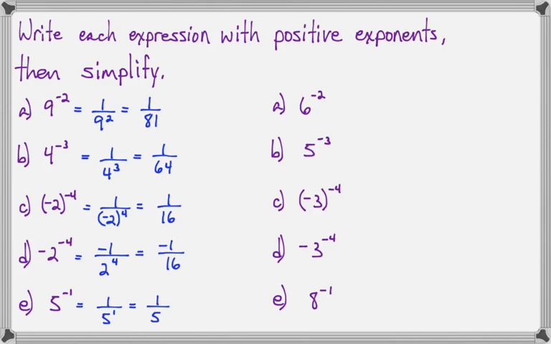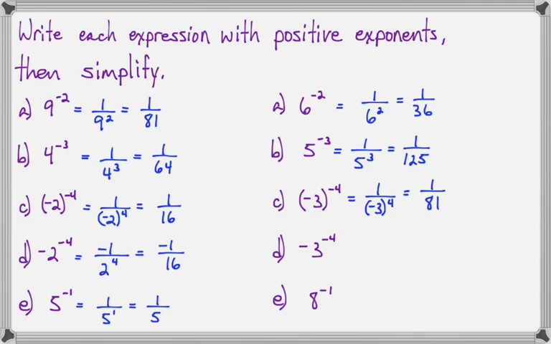Alright, now we have 6 to the negative 2 becomes 1 over 6 to the positive 2, which is 1 over 36. And 5 to the negative third becomes 1 over 5 to the positive third, which is 1 over 125. Negative 3 to the negative 4th with parentheses means that the negative is part of the base, so we get 1 over negative 3 to the positive 4th. Now, 4 negative signs make a positive answer, and 3 to the 4th becomes 3 times 3 times 3 times 3, which is 81. So 1 over 81.